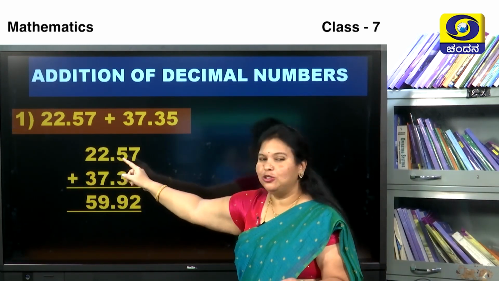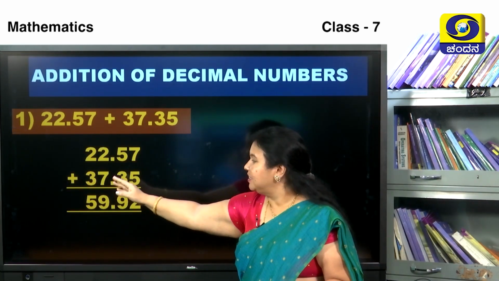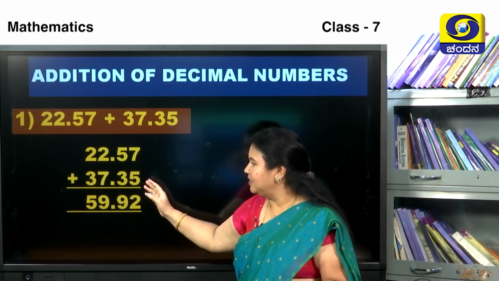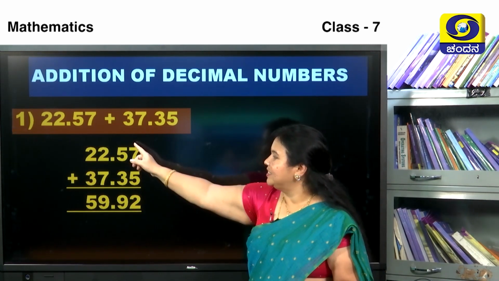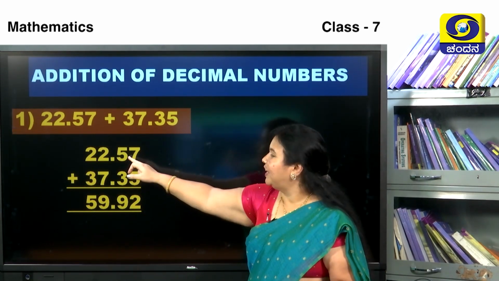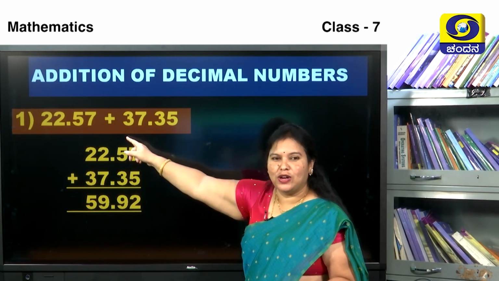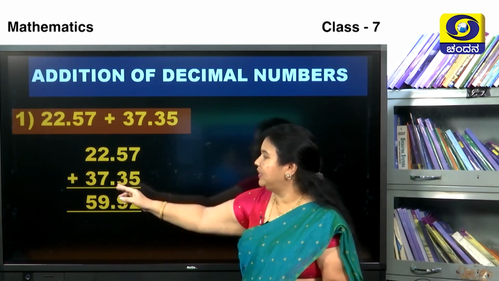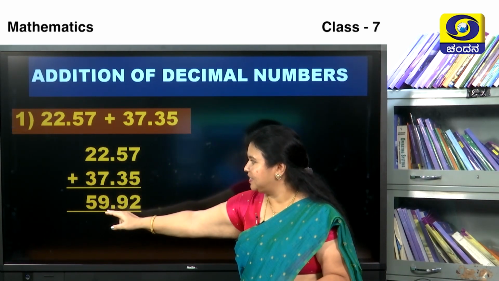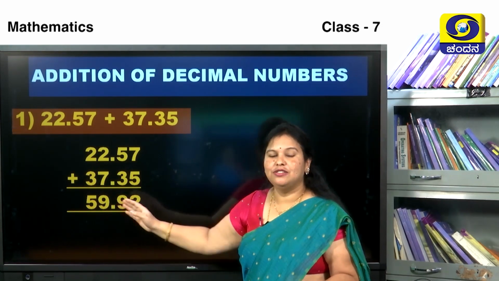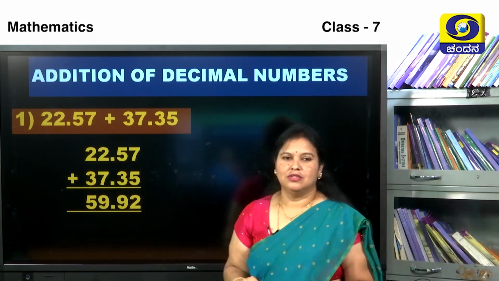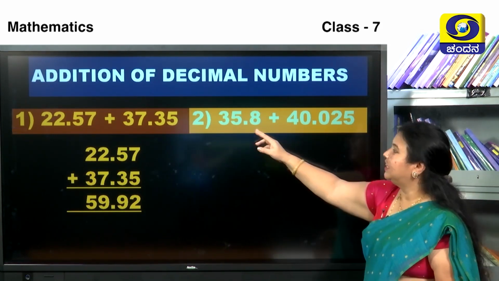So, 22.57 plus 37.35 is equal to, 7 plus 5 is 12. So, 1 is carried forward. So, 5 plus 3 is 8, plus 1 carry is 9. So, here 2 plus 7 is 9 and 2 plus 3 is 5. So, the answer is 59.92. We will see the next example.